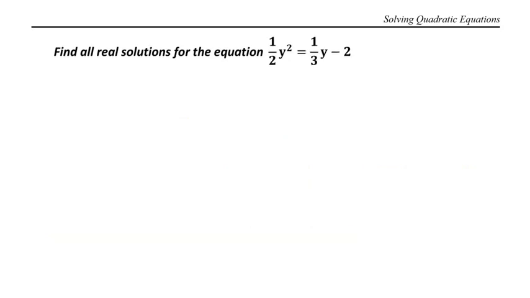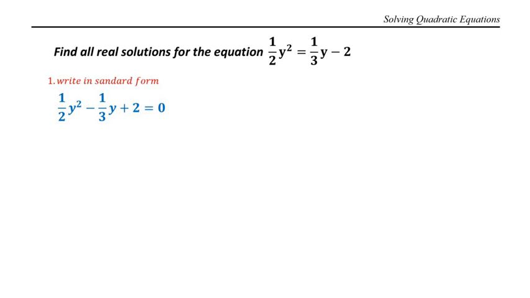Our next example, we are going to again find all real solutions for the equation 1/2 y squared is equal to 1 over 3y minus 2. So just like all the previous ones, our first step is going to be to write it in standard form. Now I recommend going ahead and maybe solving this one by yourself at this point, and then coming back and checking your answer. So to write it in standard form, we're going to move our 1 over 3y minus 2 over to the left side to join our 1/2 y squared.